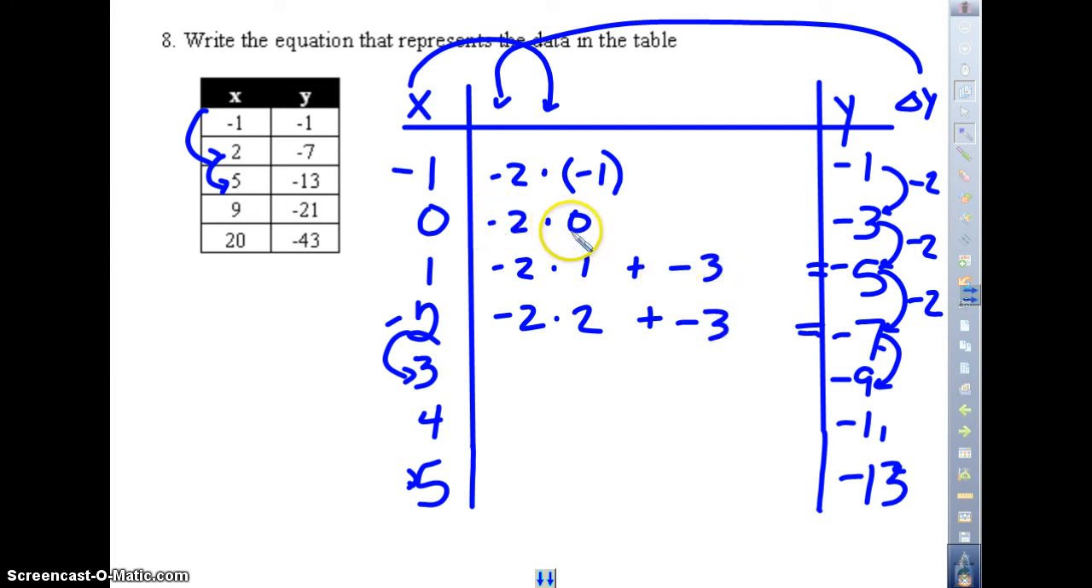-2 times 0 is 0. How do you change 0 into -3? Well, you might say subtract 3. Did you know adding a negative is the same as subtracting?